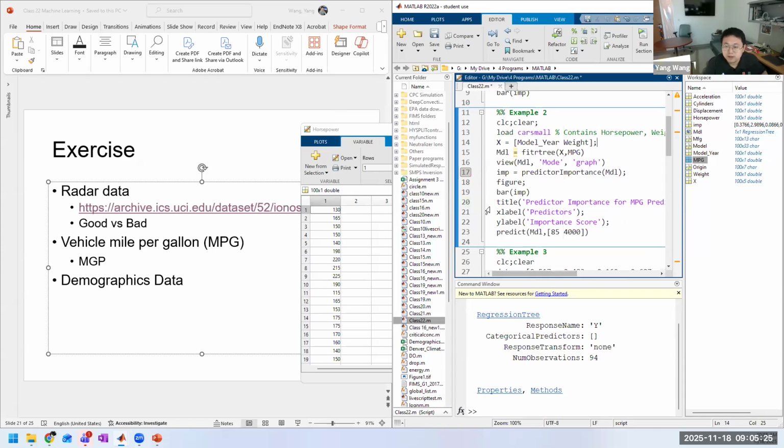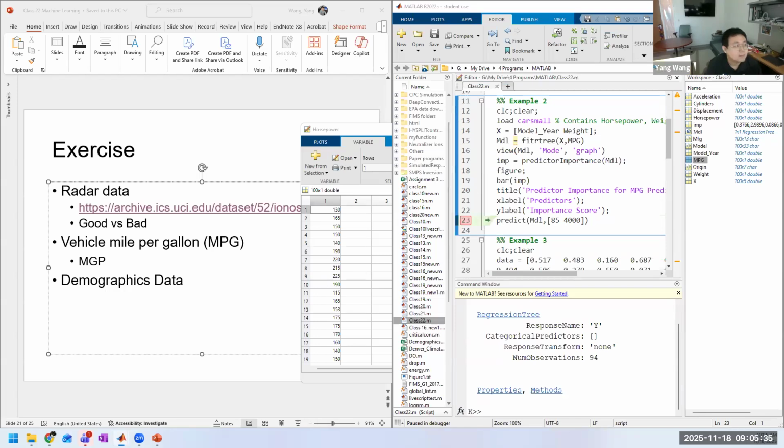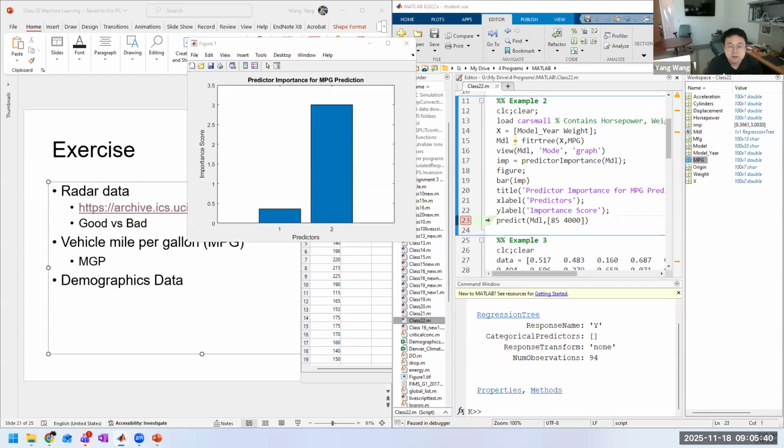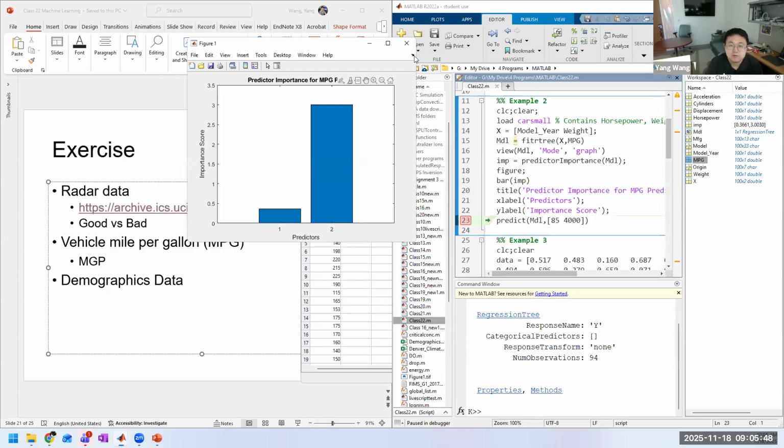Okay, we'll run the code again and then show the results. Okay, so this is our feature importance. This is our decision tree, again splitting the data in a different way. Now you just have 2 parameters, so that just involves x1 and x2.